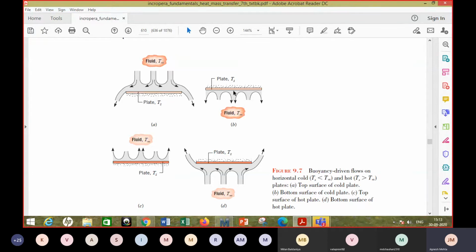While in this case the bottom surface is cold, so the air can immediately move down and escape away from the surface. This is the top surface of the plate being hot, and this is again the bottom surface of the plate being hot. So when the air tries to move up, there is a restriction there. So it has to move sideward and only then will it be able to escape.